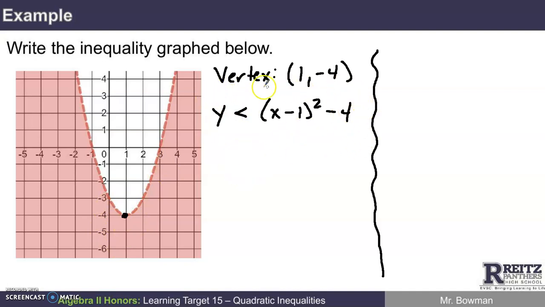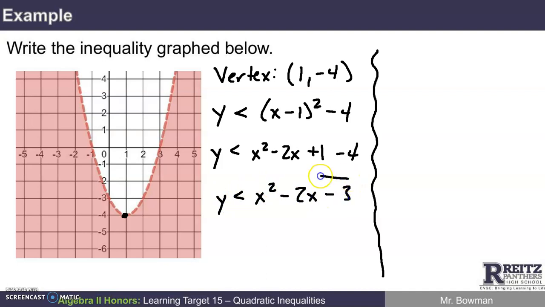Now, that is a correct answer. If you wanted to make your answer look a little bit more like what you'll see in the pre-class work, you may need to then simplify this and write this right side in standard form. So x minus 1 times x minus 1 is x squared minus 2x plus 1. And then, of course, don't forget the minus 4 here. Or something like y is less than x squared minus 2x minus 3. And that is one way to approach this problem.